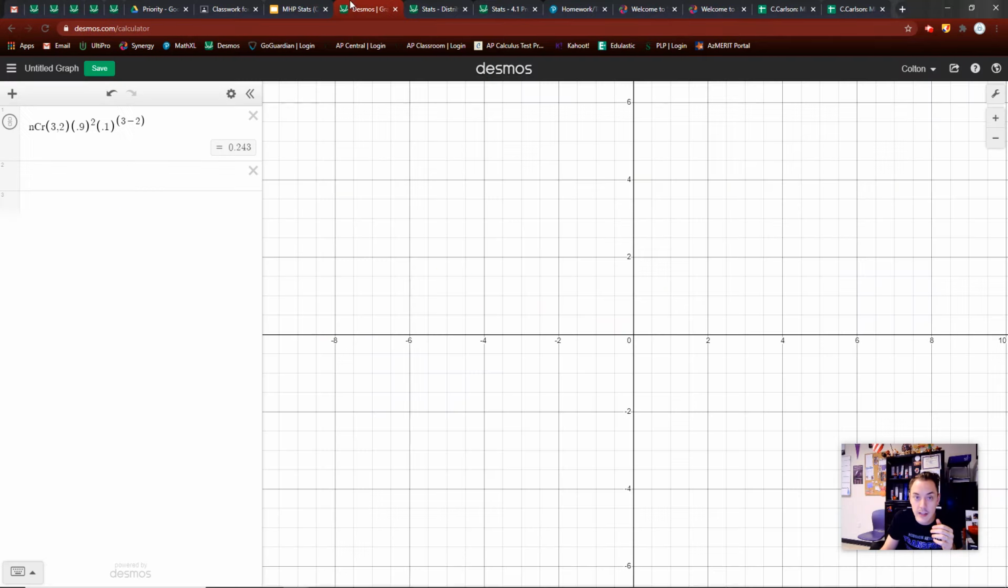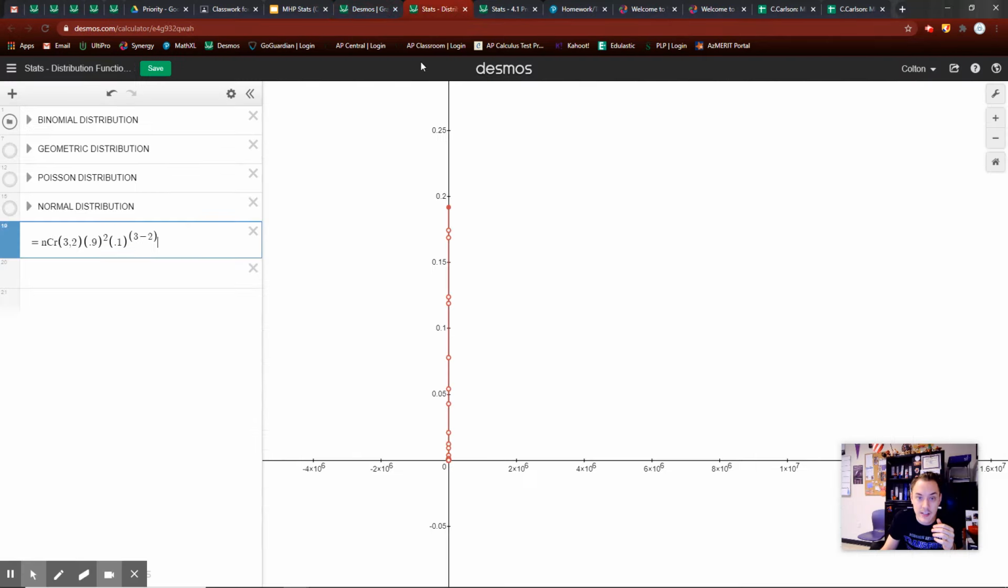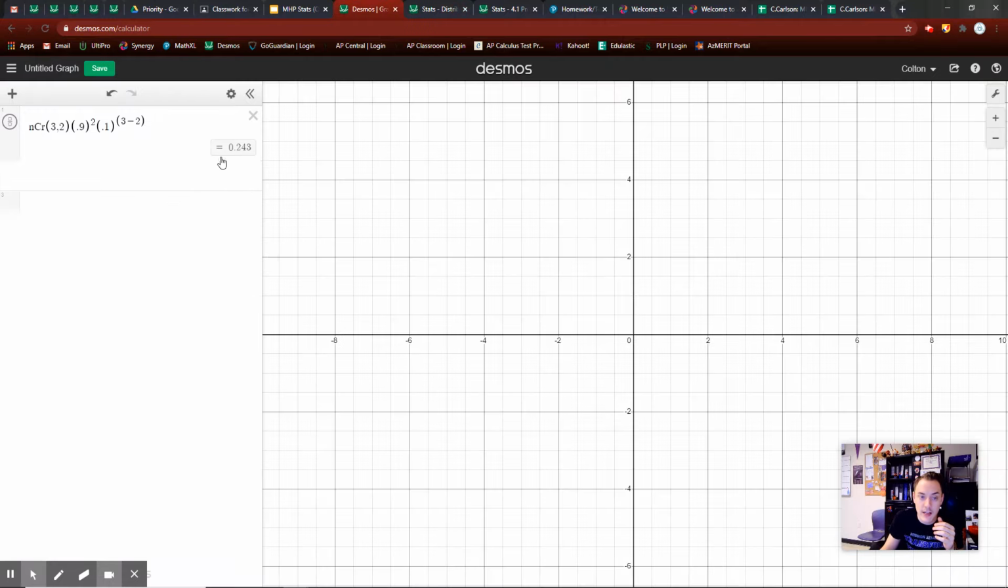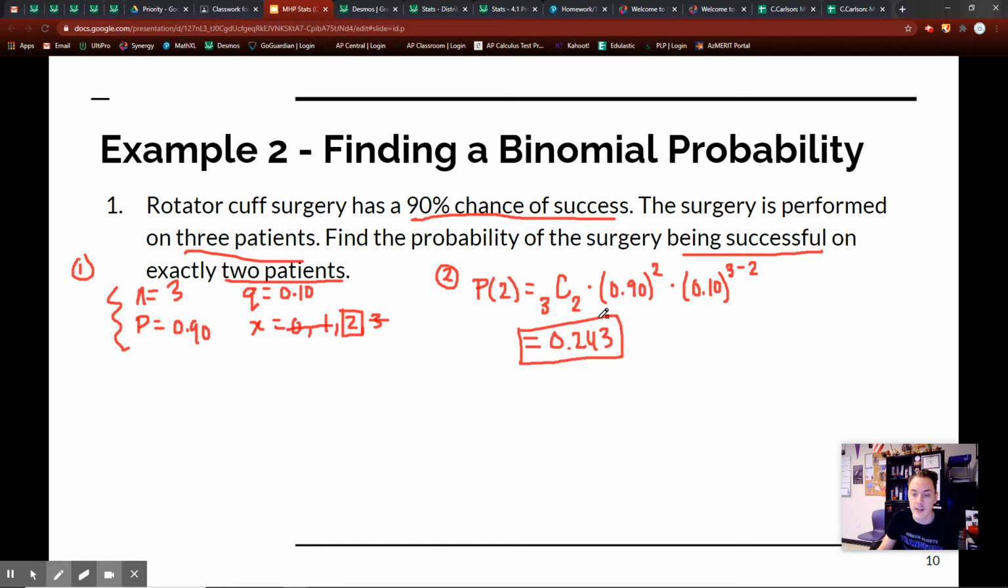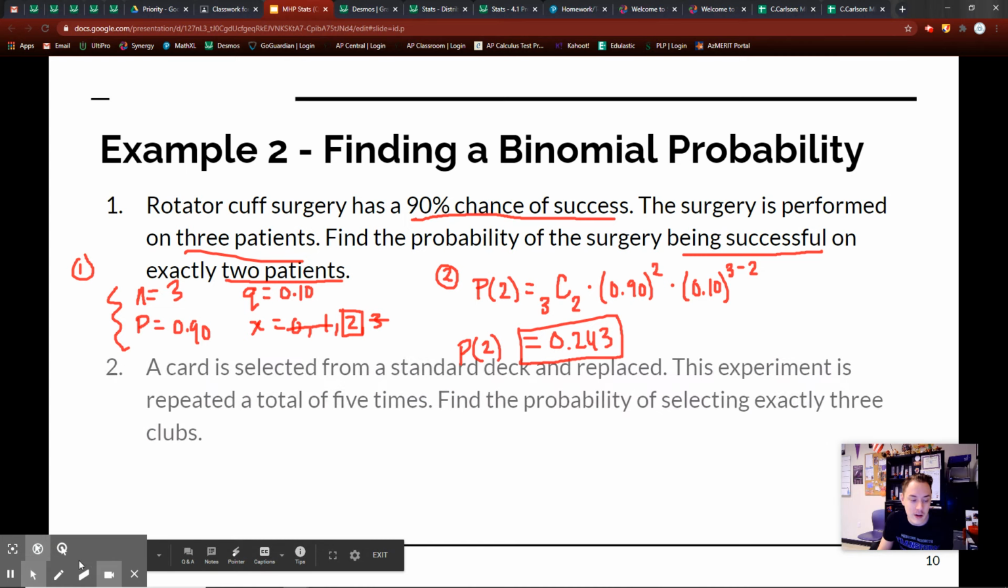Okay, I actually went back and I'm not going to type it in here. I'm going to type it in a brand new one, and then I get this, and that is my answer right here. So I just typed in a brand new Desmos link, and that's fine. So my answer is 0.243. So I go back here. 0.243. That is my probability of 2. This is the probability of selecting 2 given this binomial experiment. So that's not too bad, right? I don't think it's too bad. So let's continue on to another example.